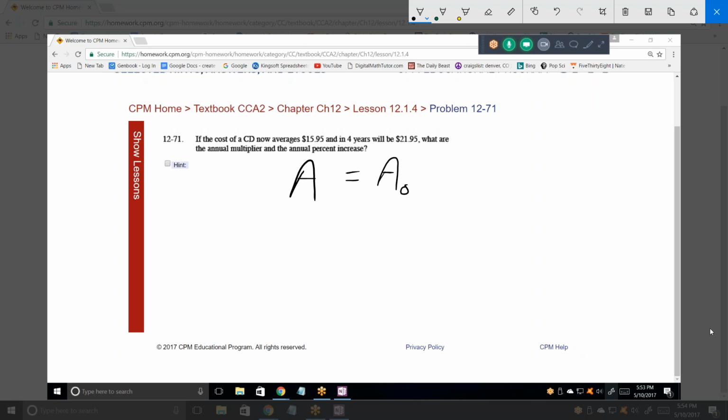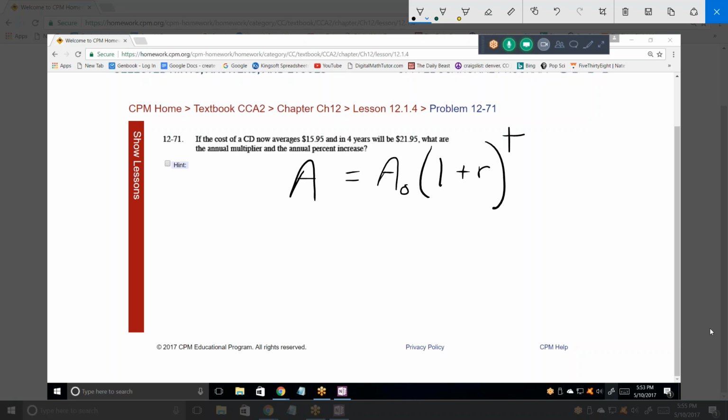Starting price or starting value times the multiplier. Well, it's 1 plus the rate of increase all to the t power. In other words, it's an exponential equation. It's not an algebraic equation. It's exponential. And what they want us to solve for is r, okay? Well, there's 1, 2, 3, 4 variables in that general equation. So if they give me 3 of them, I can always solve for the fourth one.